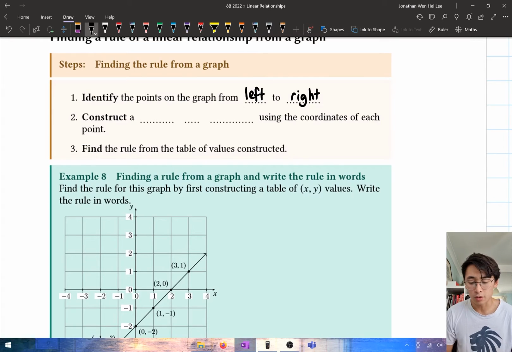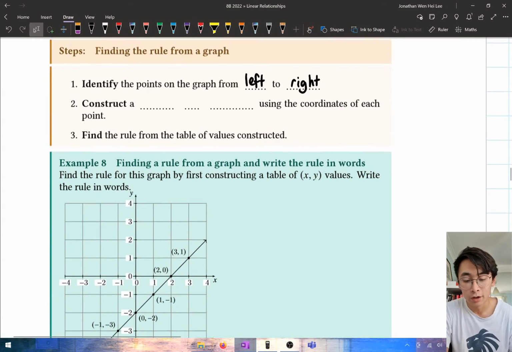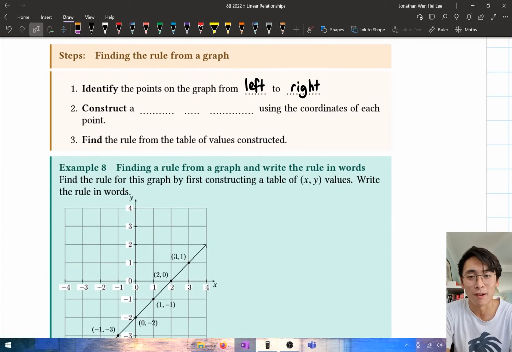So the first thing we're going to do is we're just going to look at our graph and then write down each one of the points, identify the points from left to right. What's our first point on the left? What's the second point? Third, fourth, and then fifth. If there's more than that, we can also include it.